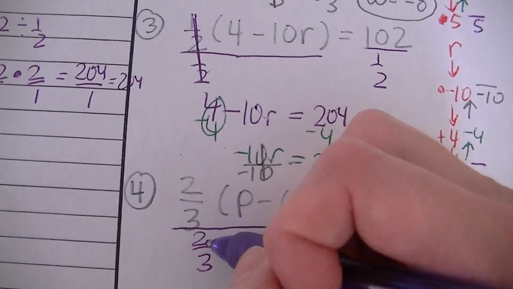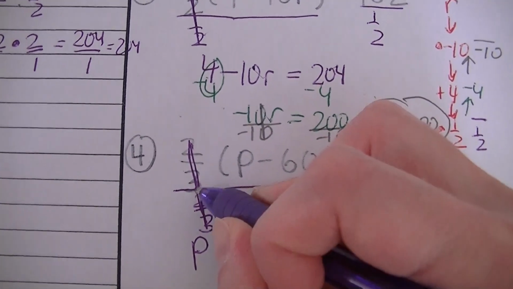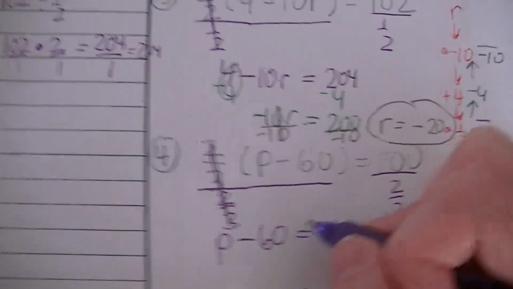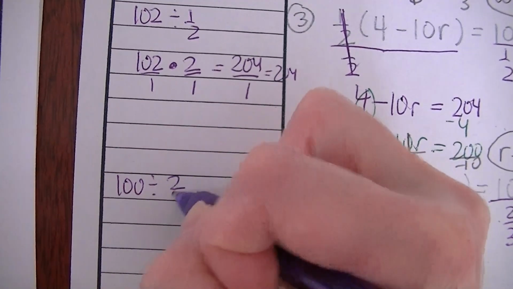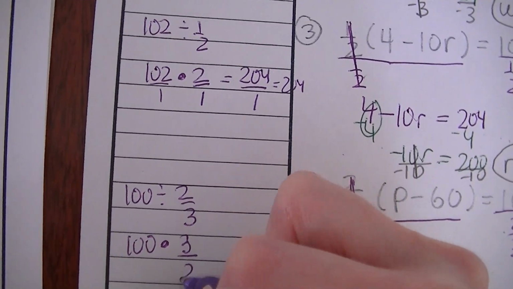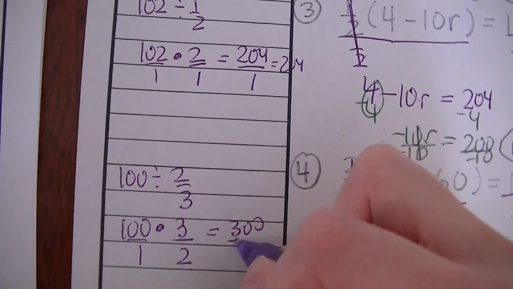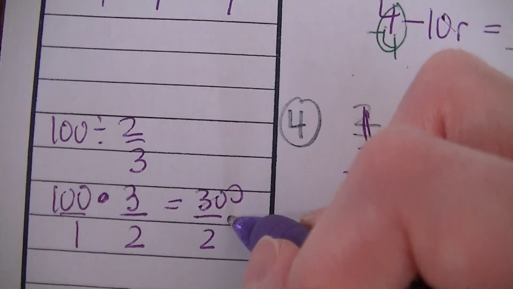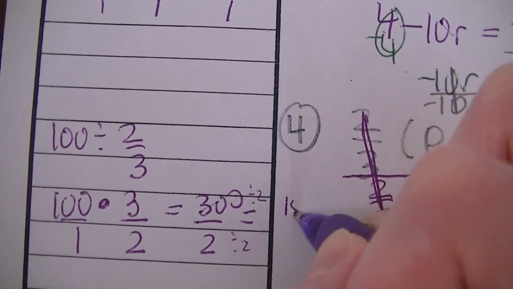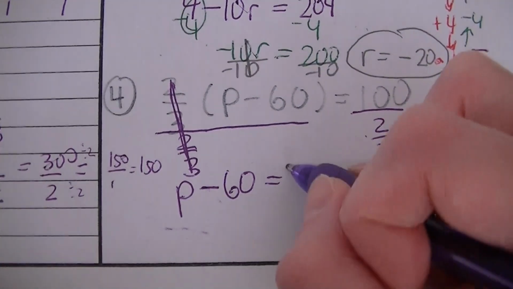So 2/3 divided by 2/3 is 1. 1 times p is 1p or p. 1 times a negative 60 is a negative 60. And then 100 divided by 2/3. So you'd keep it, change it, and then flip it. So 100 times 3 is 300. 1 times 2 is 2. 300 divided by 2 is 150. So if we divide by 2, divide by 2, 150 over 1, which is 150. Okay? So 100 divided by 2/3 is 150.